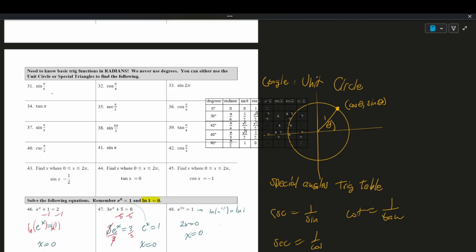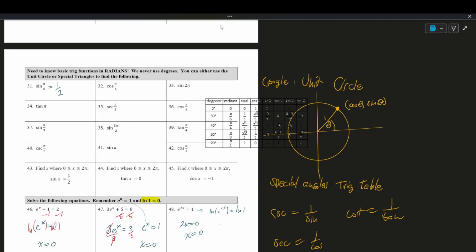So for example, sine of pi over 6. Pi over 6 is really 30 degrees, as you can see here. So sine of 30 degrees is 1/2. So I'm going to use the table and 1/2. All of these questions can be solved using this table. So I'm going to skip the cosine, sine, tangent. I'm going to talk about the secant.